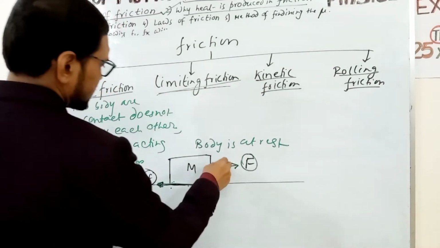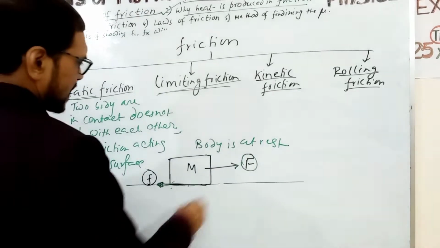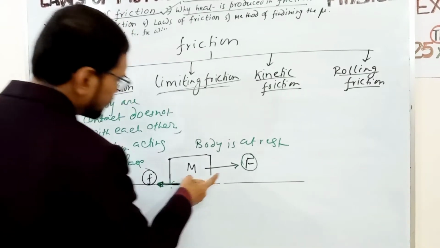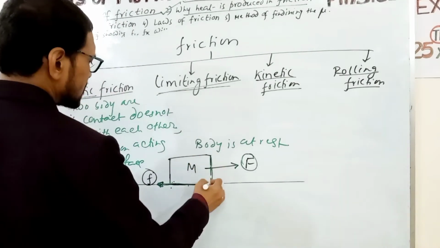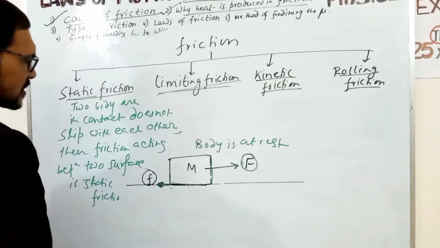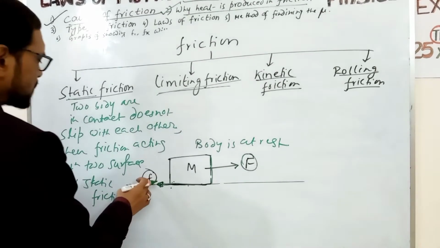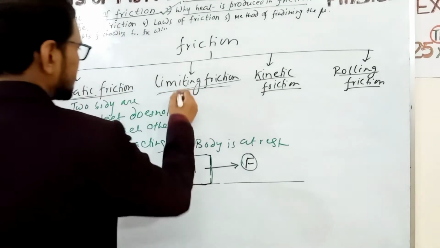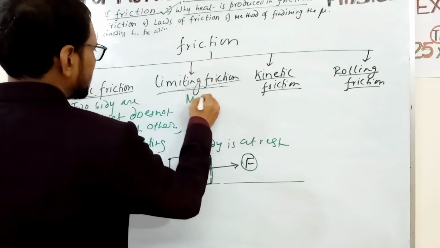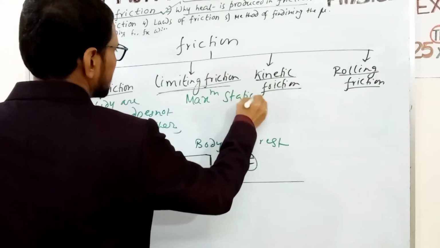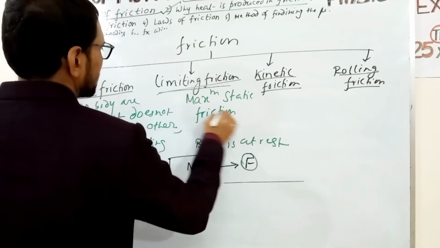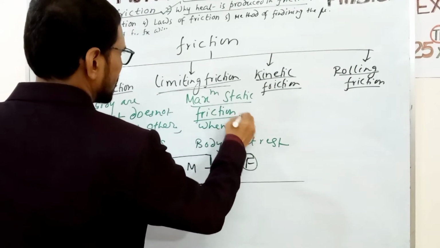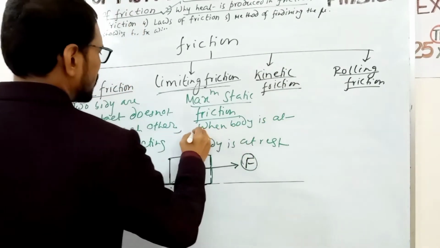Now what is limiting friction? Suppose force is gradually increased, and at a point the body starts to move. When the body is just about at the point of motion, the friction is maximum, and that friction is called limiting friction. So this is called maximum limiting friction, maximum static friction, that is, when the body is at the point of motion.